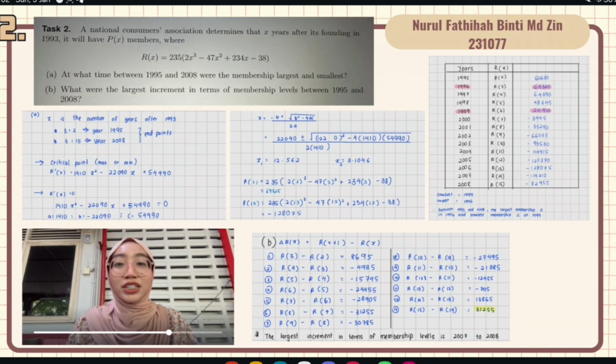Okay, next we move to question B. It asks us to find the largest increment. So we need to find the change for each year, and we will see the largest value is 31,255, which is between year 14 and year 15, which is 2007 to 2008. So that is the largest increment. That's all for question number 2.